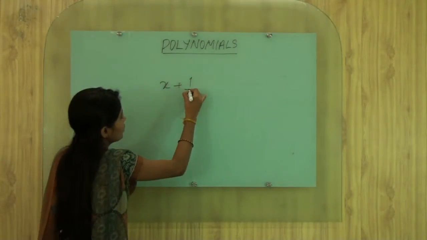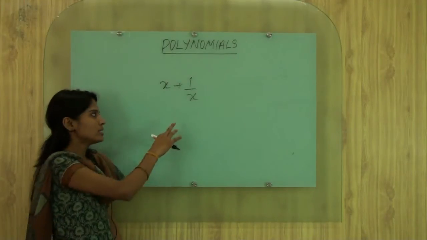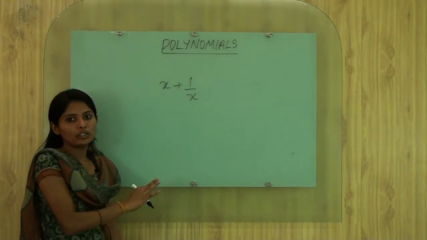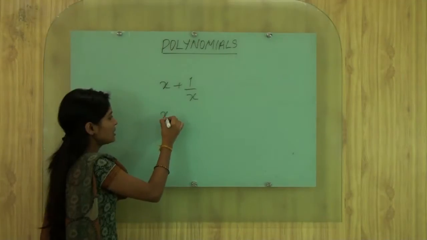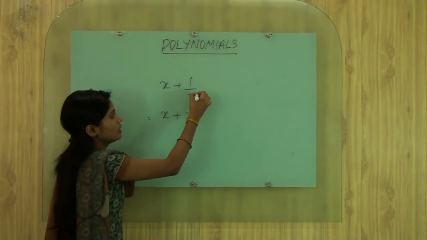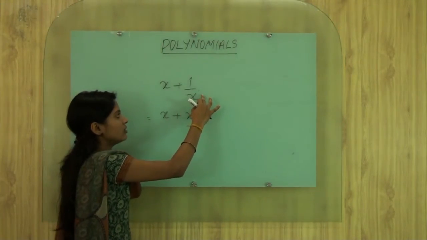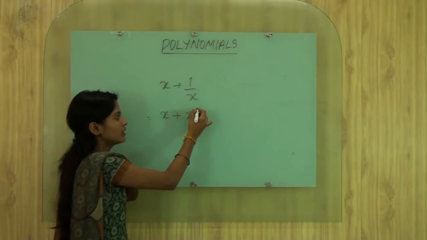x plus 1 by x. Let's find out whether this is a polynomial or not. This can be represented in the form of x plus x to the power minus 1. Here the power is minus 1. When the denominator term comes to the numerator, the sign of the power changes.